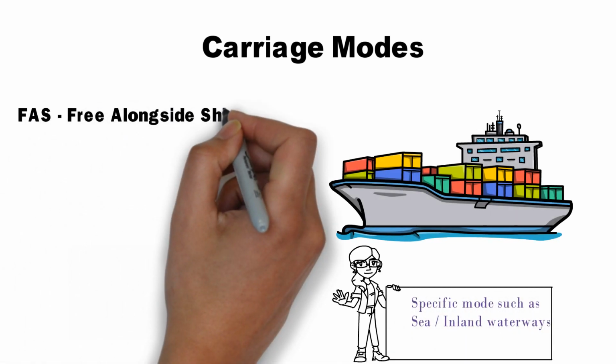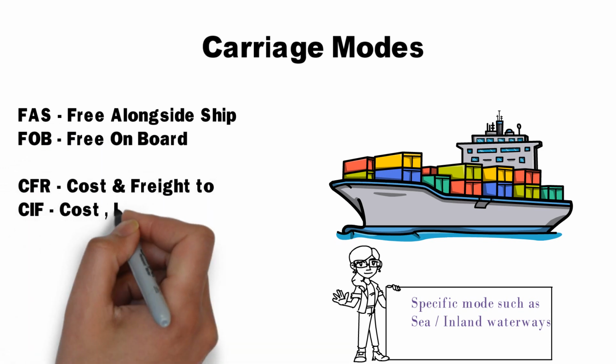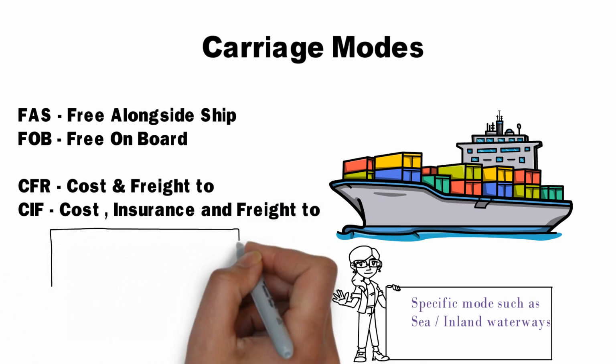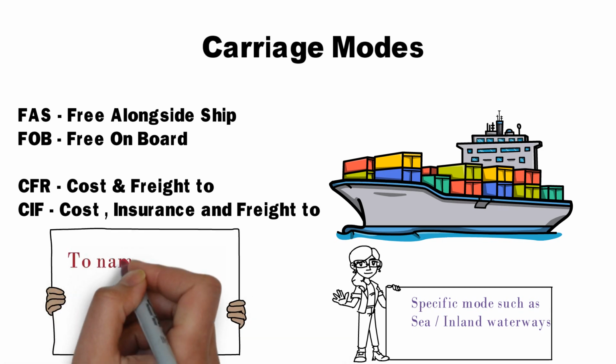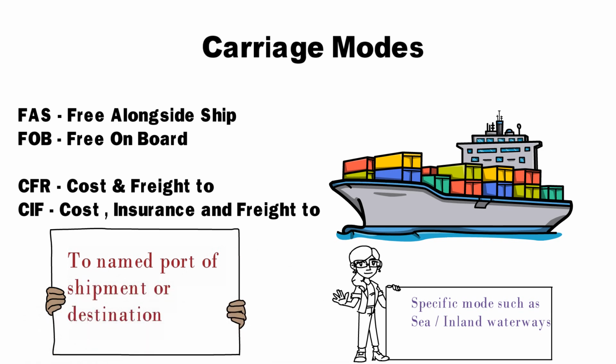Now let us look at those specific to sea or inland waterways. FOS, free alongside ship, and FOB, free on board, are both to a named port of shipment. CFR, cost and freight to, and CIF, cost, insurance, and freight to, are both to the named port of destination.